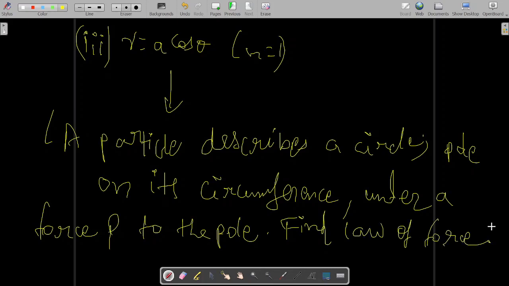You must have learned this in your lower classes, that whenever a circle is described under a central force, you get an r equal to a cos theta type of equation. Okay, find the law of force. So let's solve this step by step.